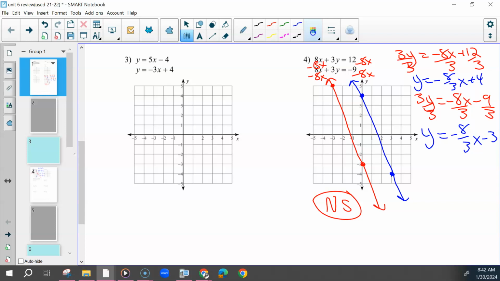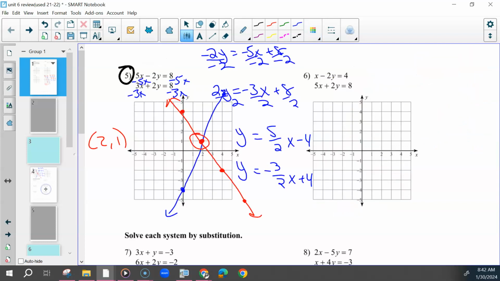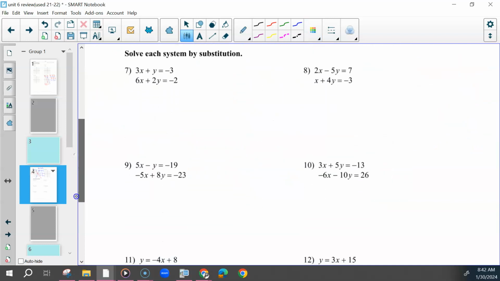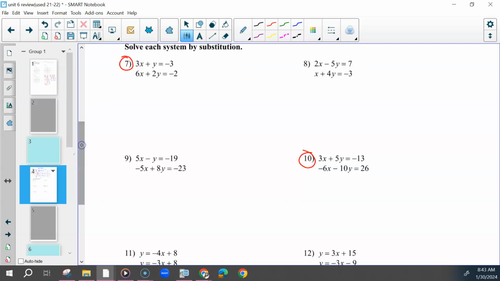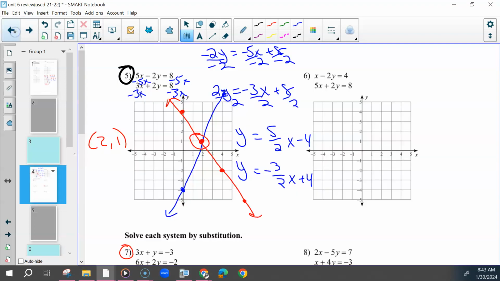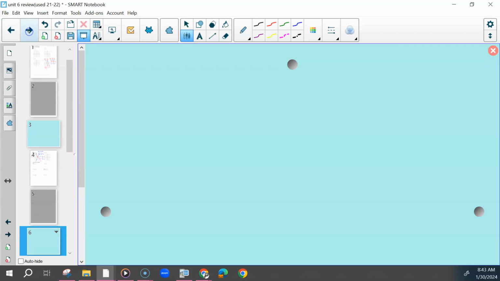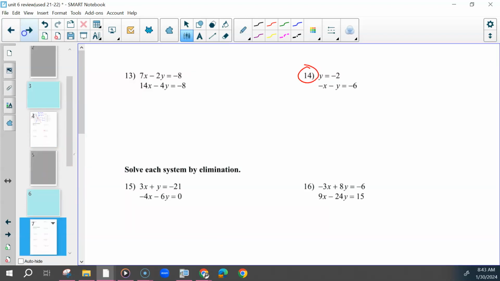Go into the substitution. What questions do you have there? We can do 10. We said that earlier. Any others? We'll do those three.